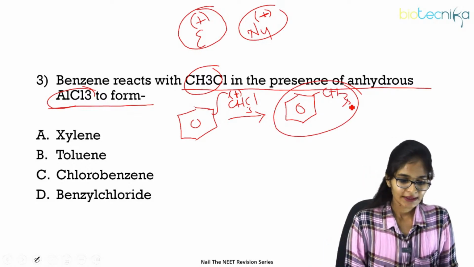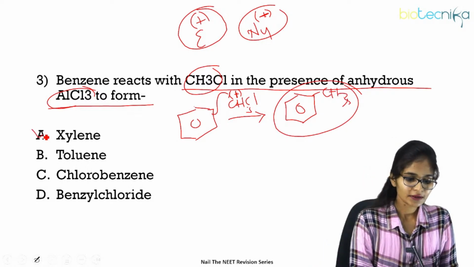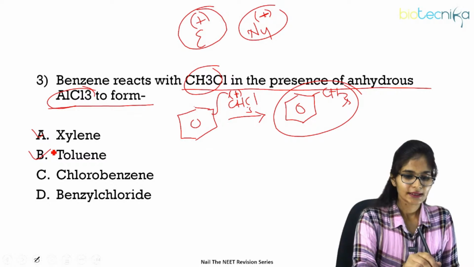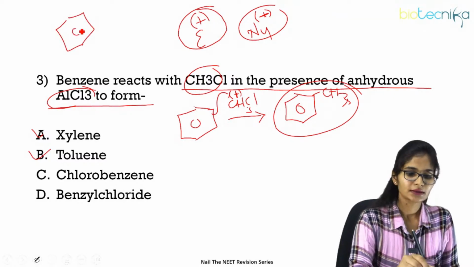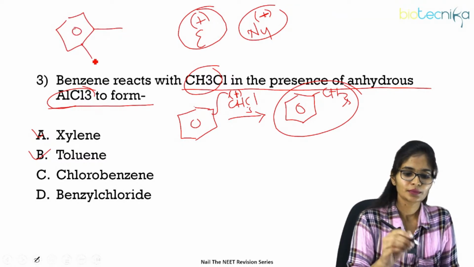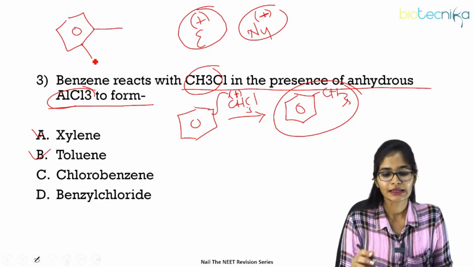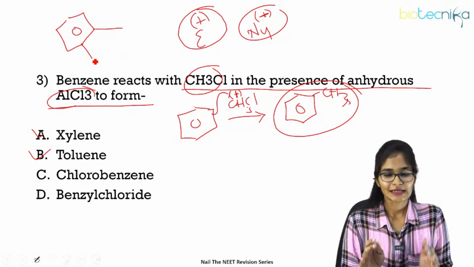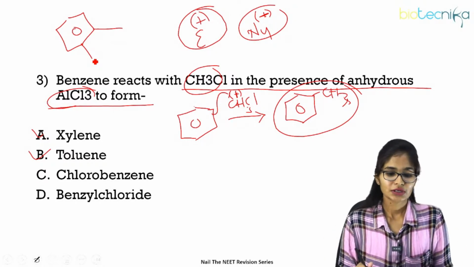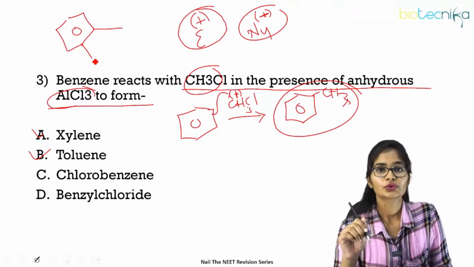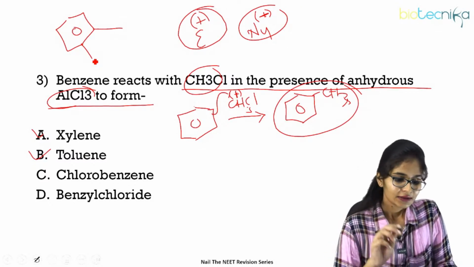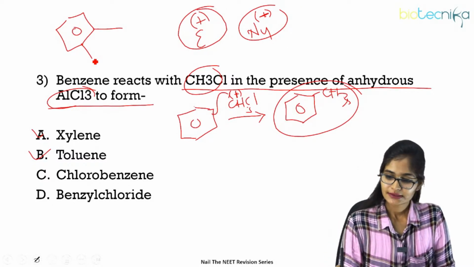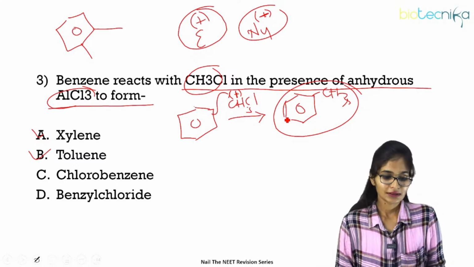Now, in the given options, where is xylene? Xylene is a compound where the benzene ring carries two methyl groups, like orthoxylene. Ortho, meta, para xylenes are there, but only xylene is mentioned. Xylene is not possible because you have only CH3Cl. Then toluene is the answer, where you are getting C6H5CH3.